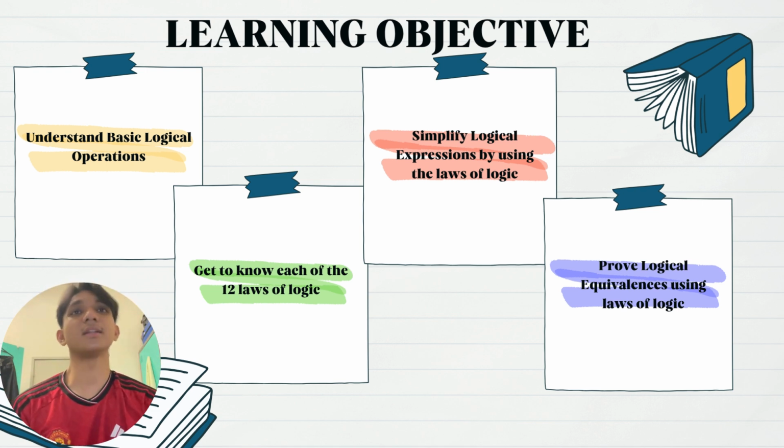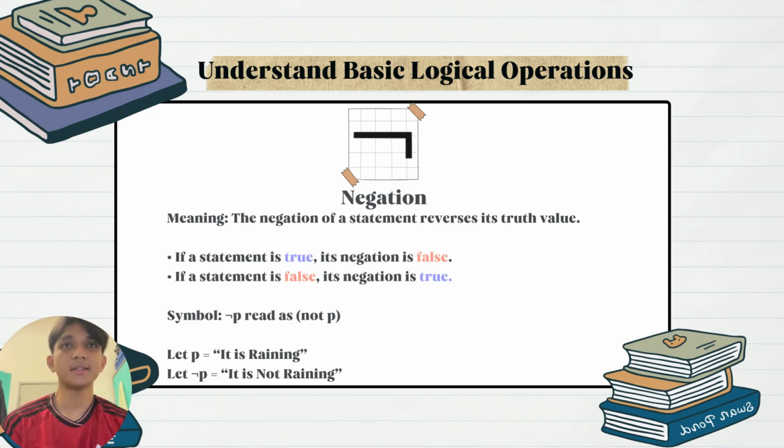So let's start with the learning objectives. We have four here: understand basic logical operations, get to know each of the 12 laws of logic, simplify logical expressions by using the laws of logic, and prove logical equivalences using the laws of logic. So first, let's understand the basic logical operations.